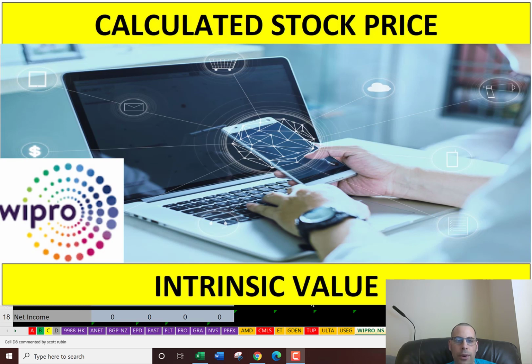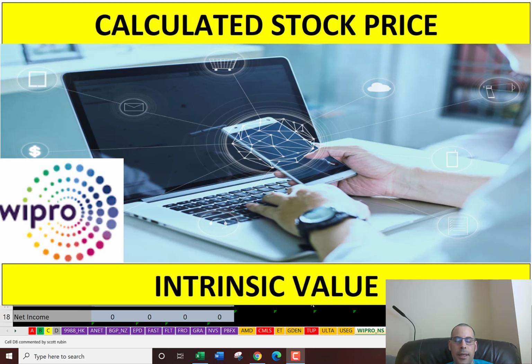We're going to look at WIPRO Limited. This is an Indian IT and consulting company. And I'm going to be looking at the ticker trading on the Indian Stock Exchange. It's called the NSE, the National Stock Exchange of India.